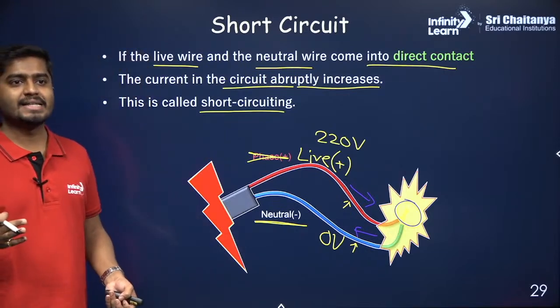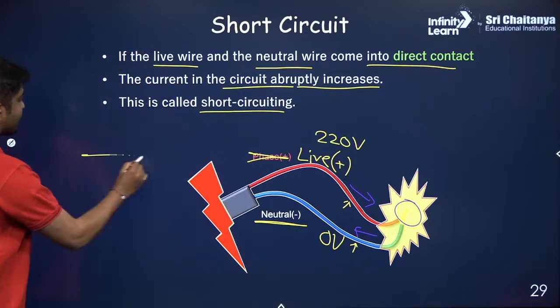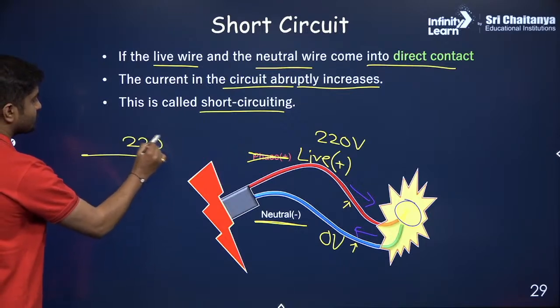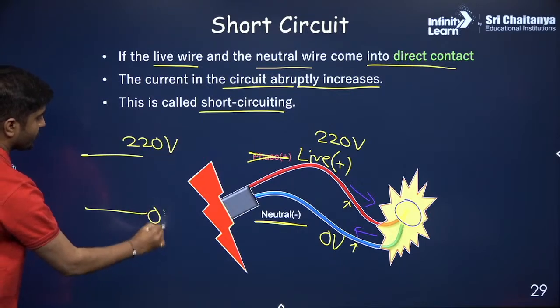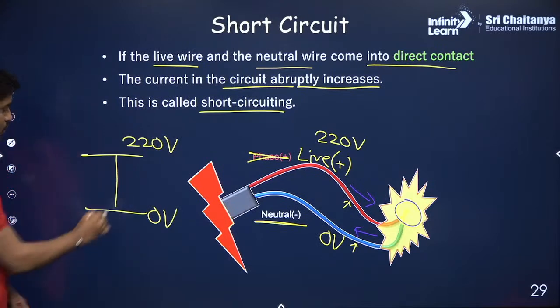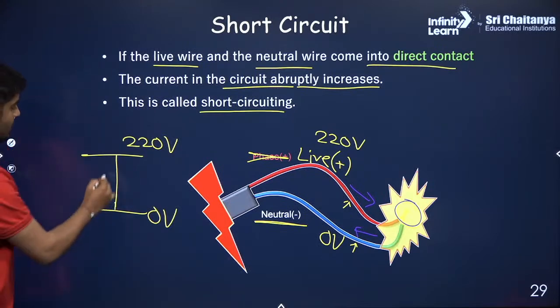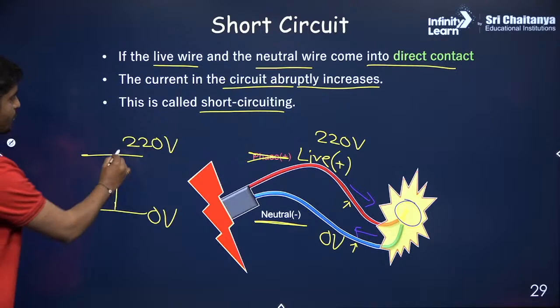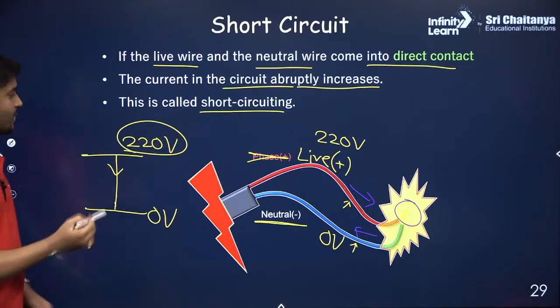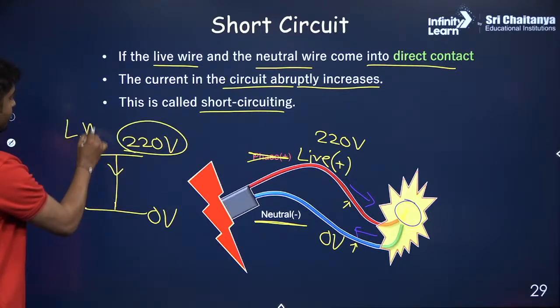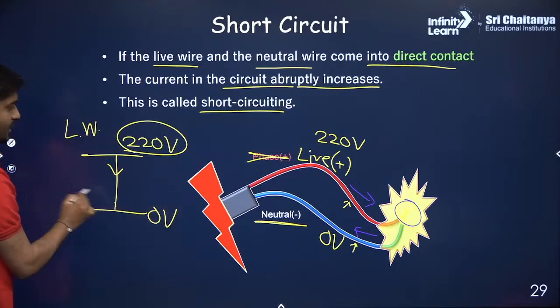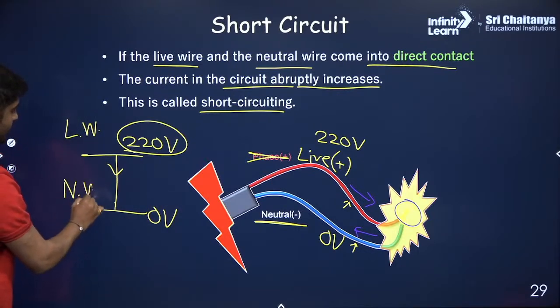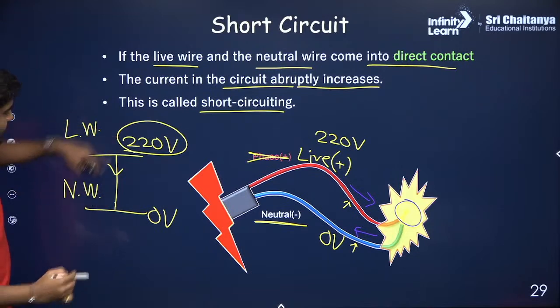Why does the current increase? Priyanka, let's say this is at 220 volts and this one is at 0 volt. If you connect these two, what will happen? Current will flow, right? From 220 volts, the higher voltage, which is our live wire, to 0 volt, which is our neutral wire. If they get shorted, there is a short circuit.